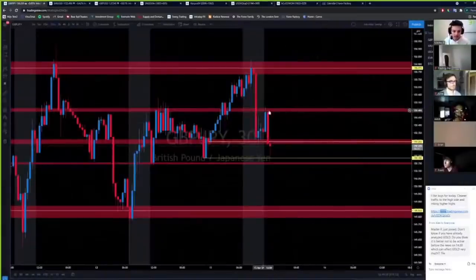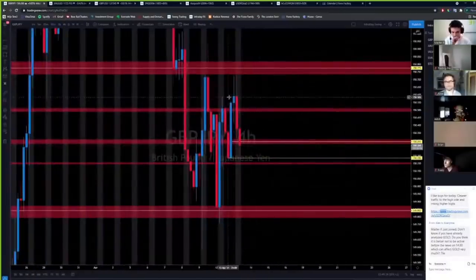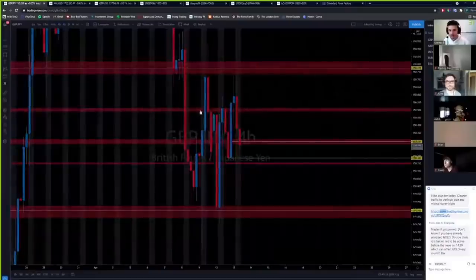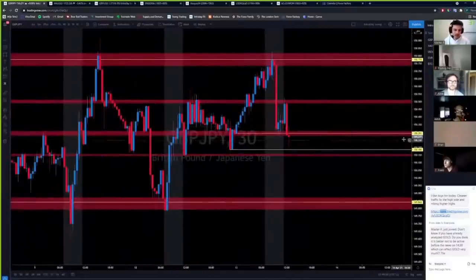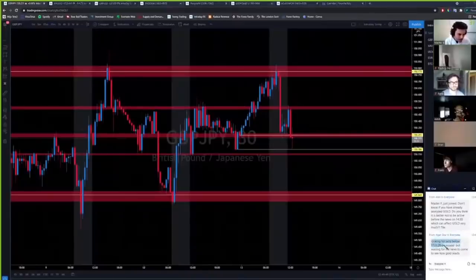Buys above this level can be reasonable with a 25 pip range, except then you do have this 4-hour issue over here. So I think sells are just going to happen much cleaner than buys. Looking for sells below 1722 on gold, but waiting for the news to come to see how gold reacts.